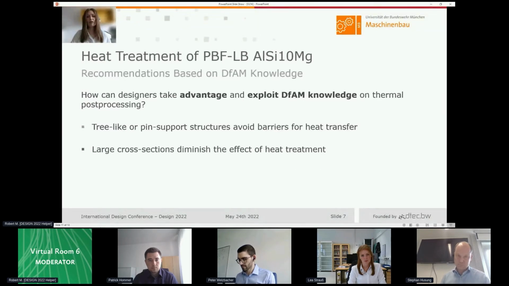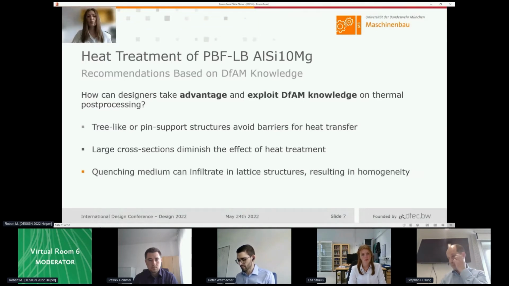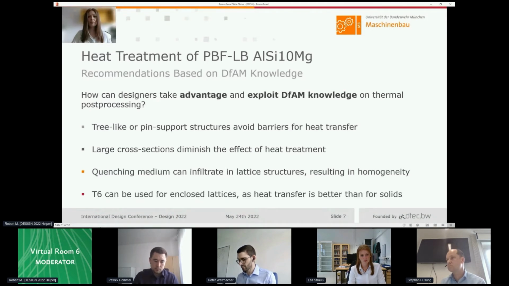In addition to this, lattice structures lead to homogeneous properties as the quenching medium is able to infiltrate the inner lattice properly. This demonstrates the ability of the lattice structures to dissipate the heat during quenching. Last but not least, it's possible to apply T6-like heat treatment to fully enclosed lattices, as the cooling medium reaches the inside via the depowdering holes. Here, the heat transfer is comparable or likely better than for the solid sections.